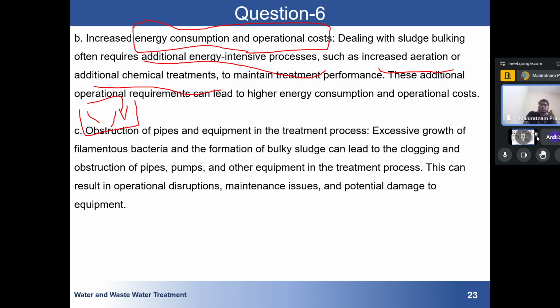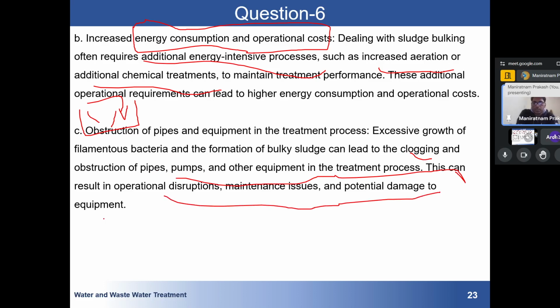The third option is obstruction of pipes and equipment in the treatment process. Excessive growth of filamentous bacteria and formation of black cysts can lead to clogging and obstruction of pipes and other equipment in the treatment process. This can result in operational disruption, maintenance issues, and potential damage to the equipment.